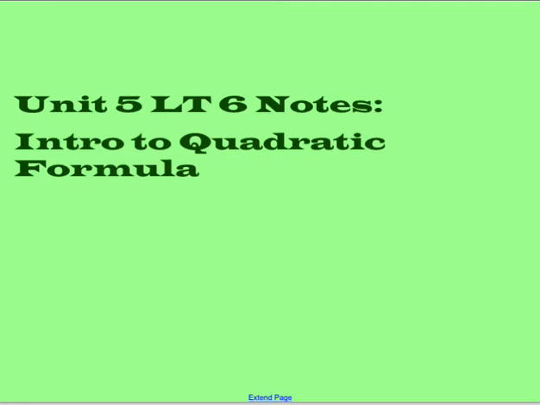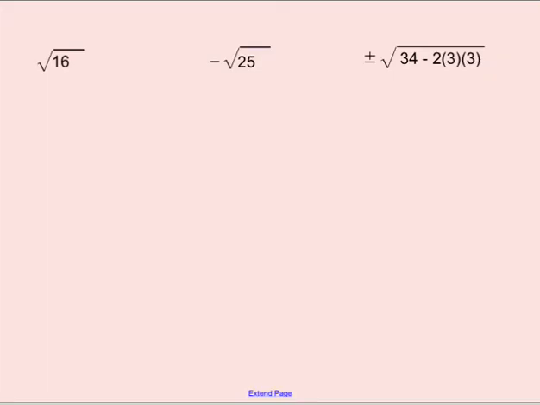So first and foremost, let's take a look at these. We need to simplify these. Some of these we can do in our head. The square root of 16 is going to be 4, because 4 times 4 is 16. Next, negative square root of 25. The first thing we're going to do is take the square root of 25, which is 5, and then we're going to make it negative.